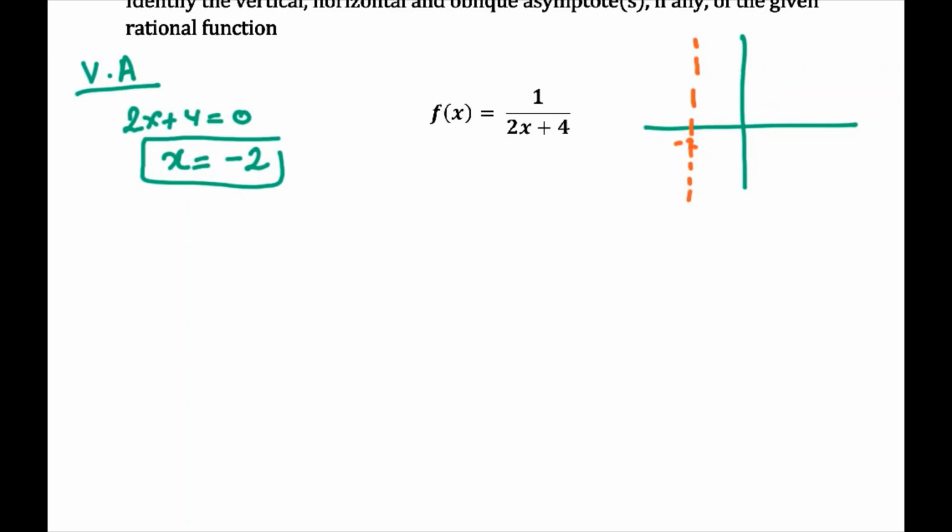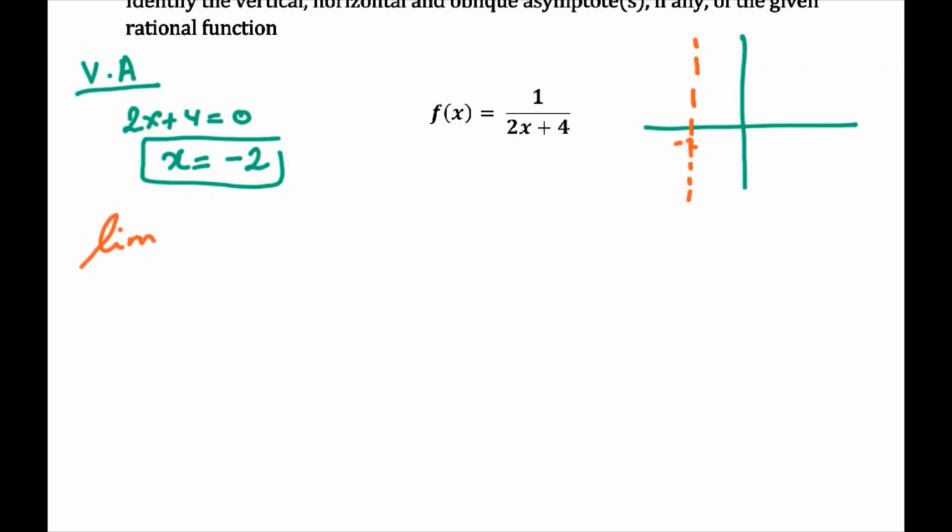Next, we're going to look at the degree of the numerator and the denominator. The degree of the numerator is 0. The degree of the denominator is 1. And we learned that if the degree of the numerator is less than the degree of the denominator, the limit as x approaches positive or negative infinity will equal 0. So in this case, we are going to end up with a horizontal asymptote at y equals 0. But let's try to calculate it.